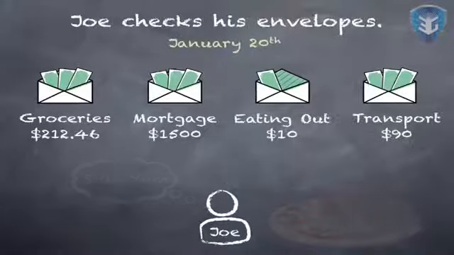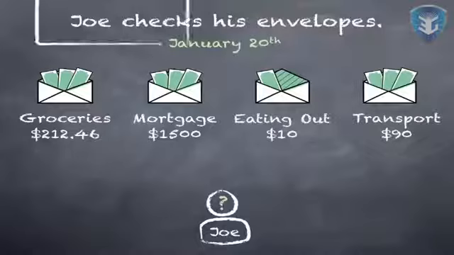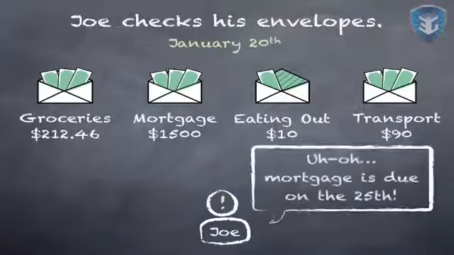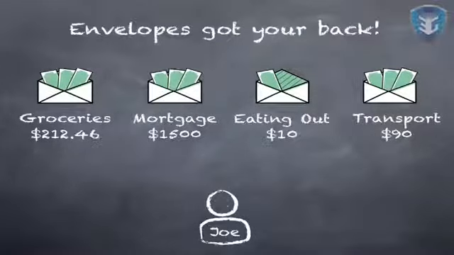Or is he? After getting that sinking feeling whenever he forgets something important, Joe remembers that his mortgage is due on the 25th. But Joe, don't worry. The money for the mortgage payment is safely tucked away in the mortgage envelope. Envelopes keep things straight even when Joe forgets. So relax, Joe, and get back to your pizza.